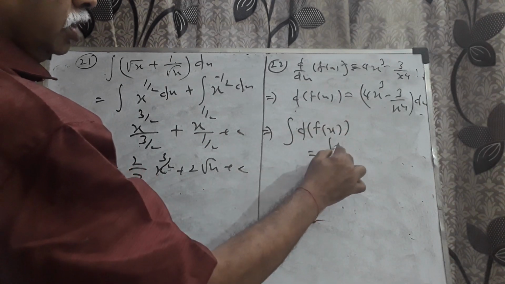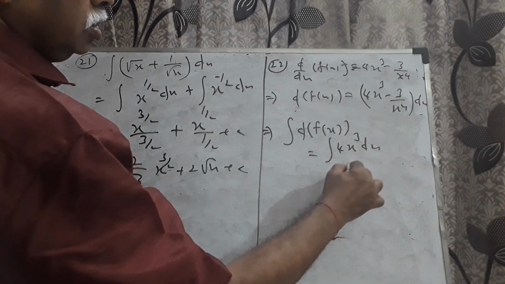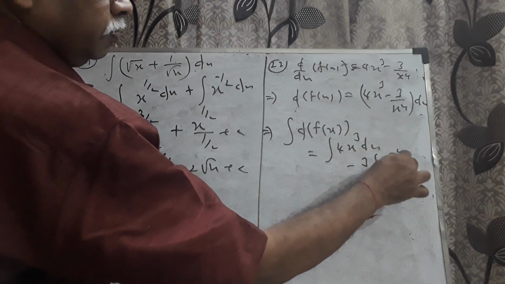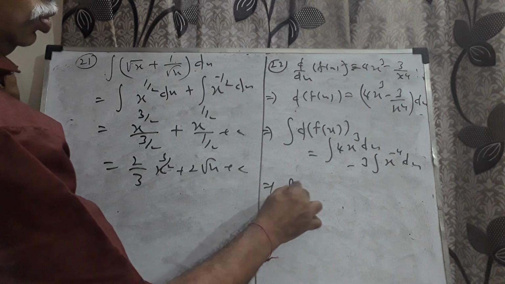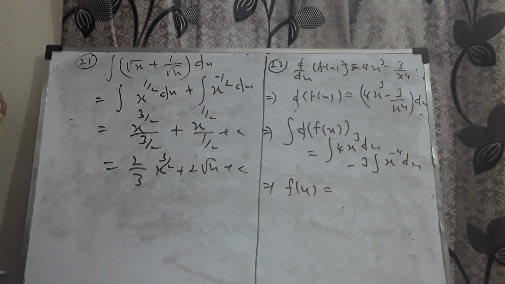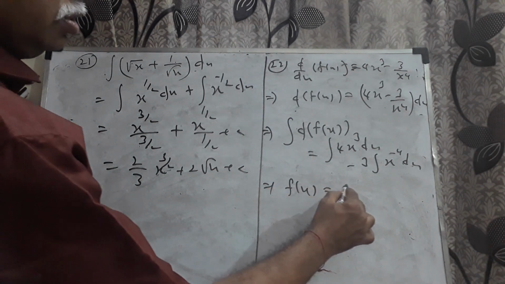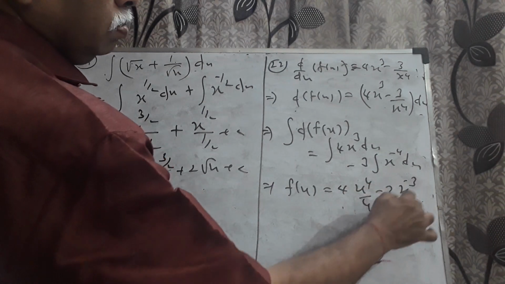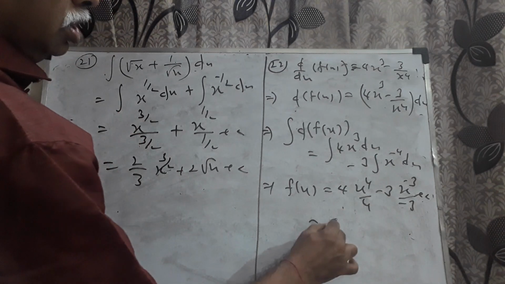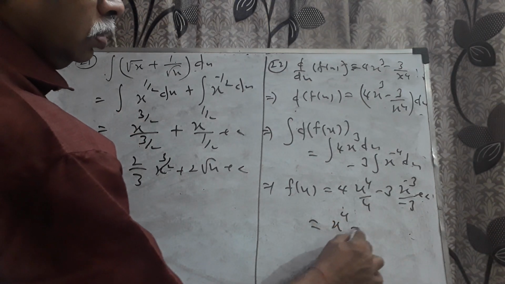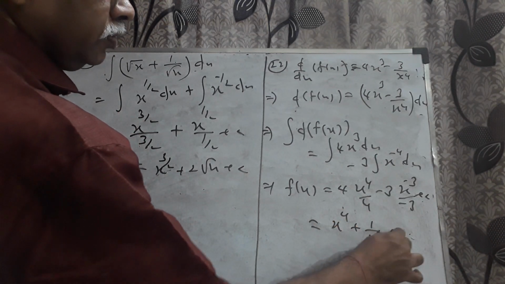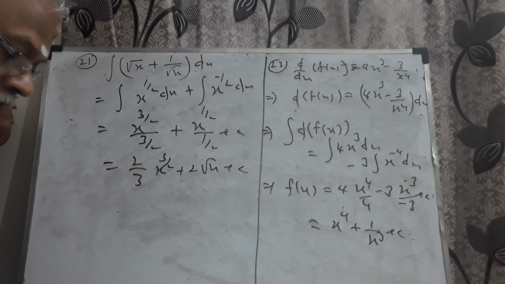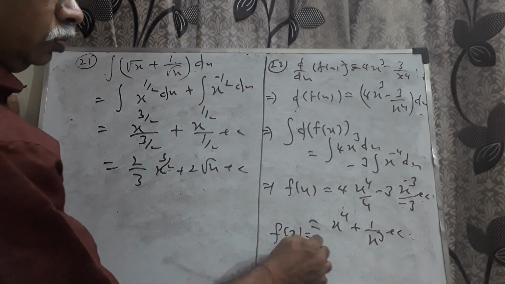Integral d of f of x, integral 4x cube dx minus 3 integral x power minus 4 dx. I already told you one rule: differentiate and integrate a function, or integrate and differentiate a function, I get the same thing. Therefore, I end up with f of x here. I mean to say 4x power 4 by 4 minus 3x power minus 3 by minus 3 plus c. Therefore, this is reduced to x power 4 plus 1 by x cube plus c. You are given f of 2 is equal to 0.